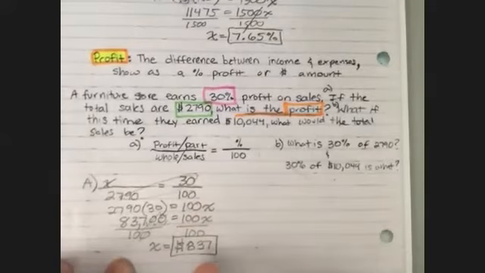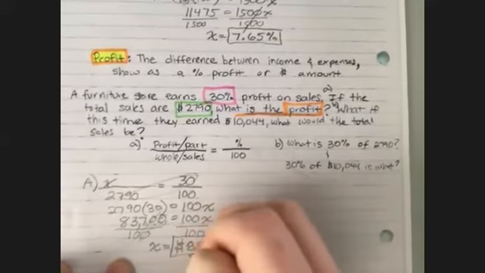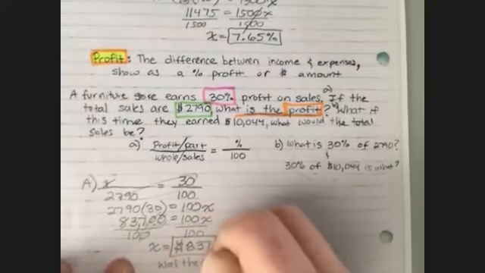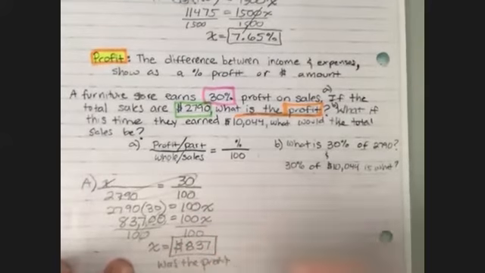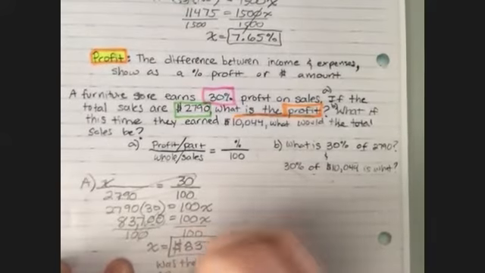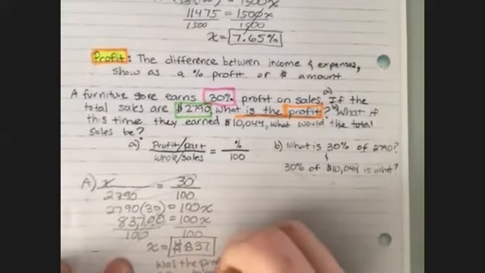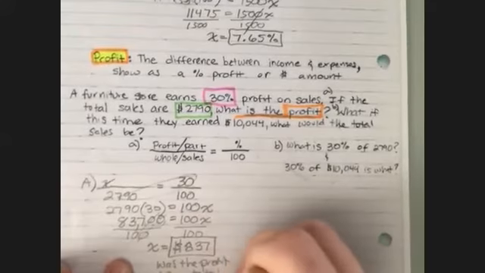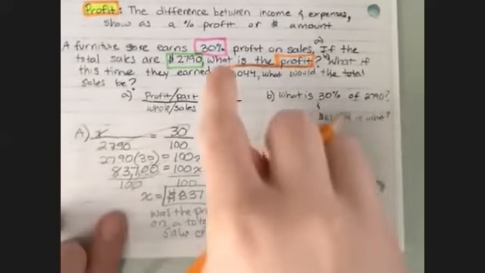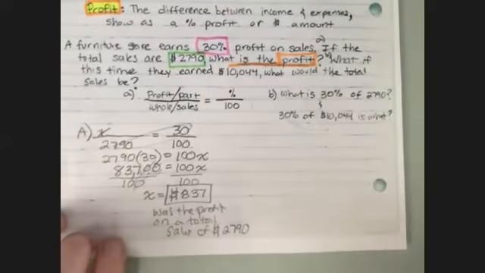What does that represent? That is the profit. So $837 was the profit on a total sales of $2,790. Okay, and that would represent, again, 30% profit.